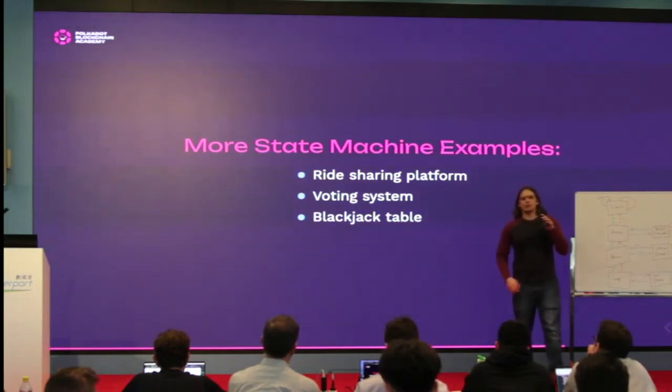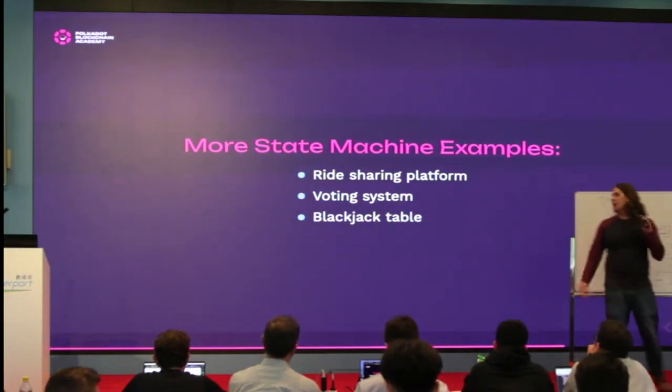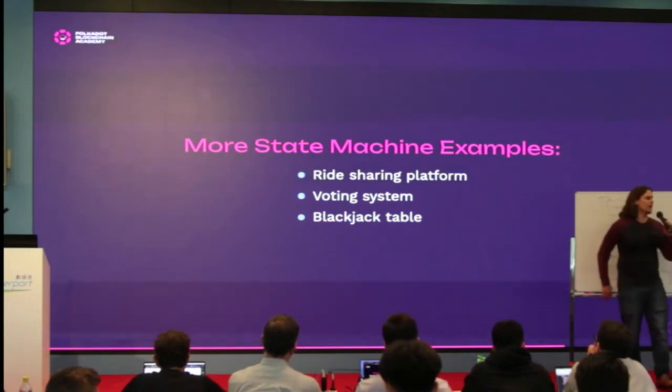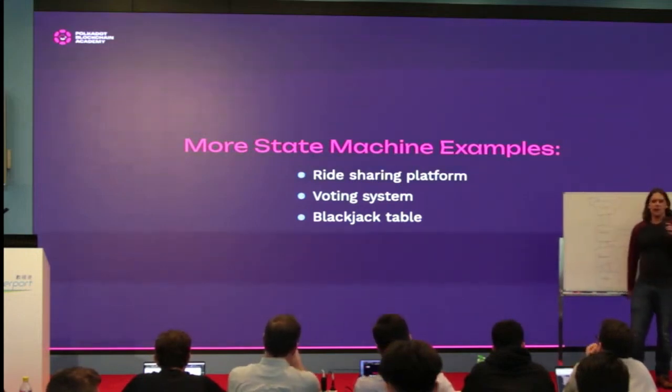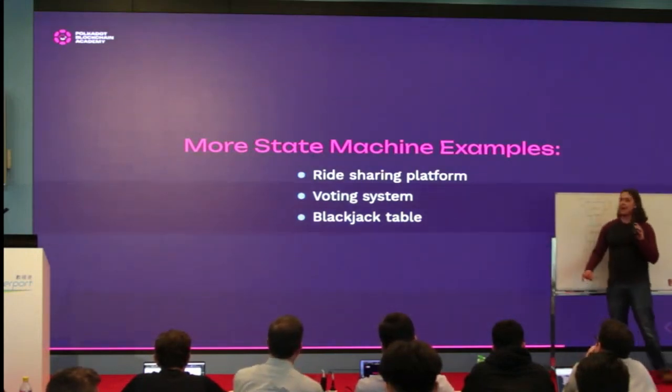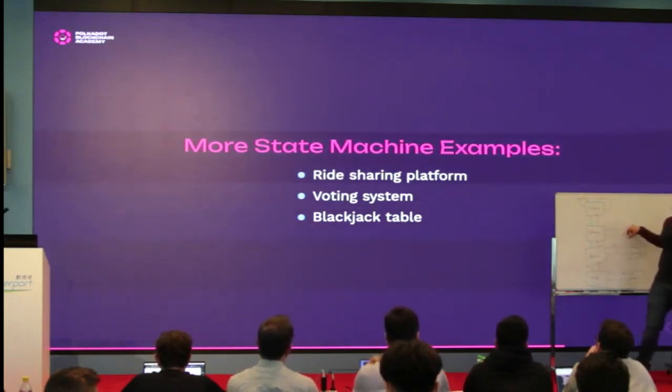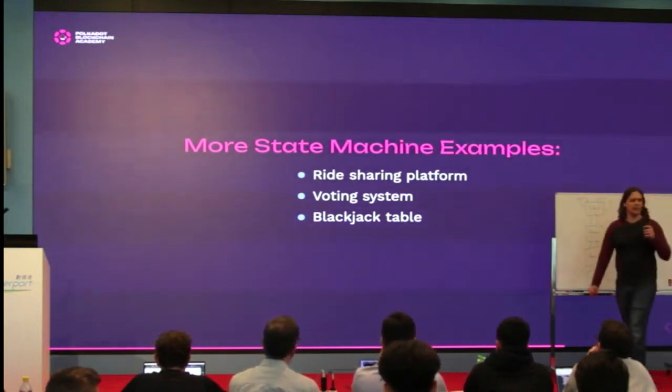So what I want you guys to do is just take a moment, write out what would the states be? Let's say you choose ride-sharing platform. What would the states be? What would the transitions be? And then maybe start to sketch out a graph like this, okay? So let's take like 5 to 10 minutes for that one.